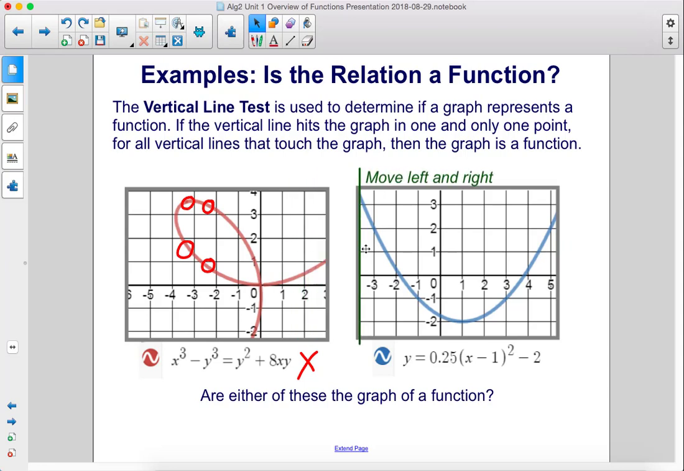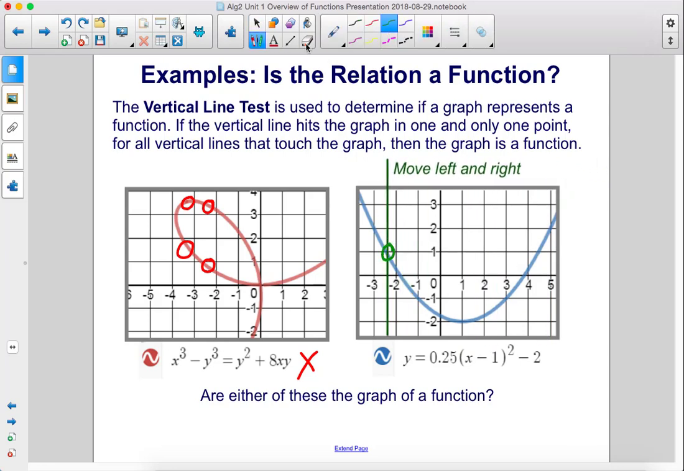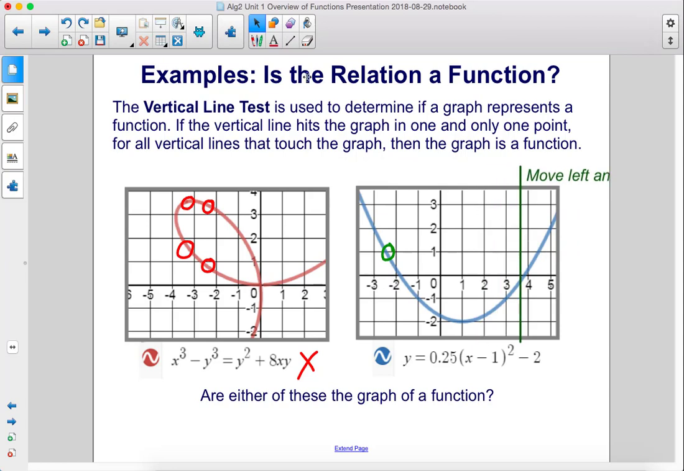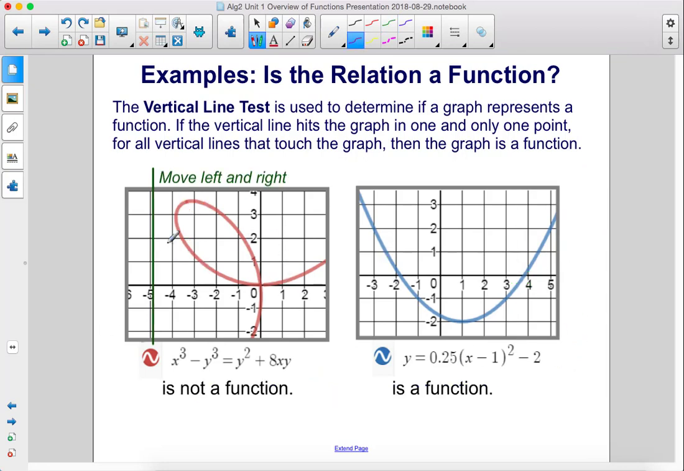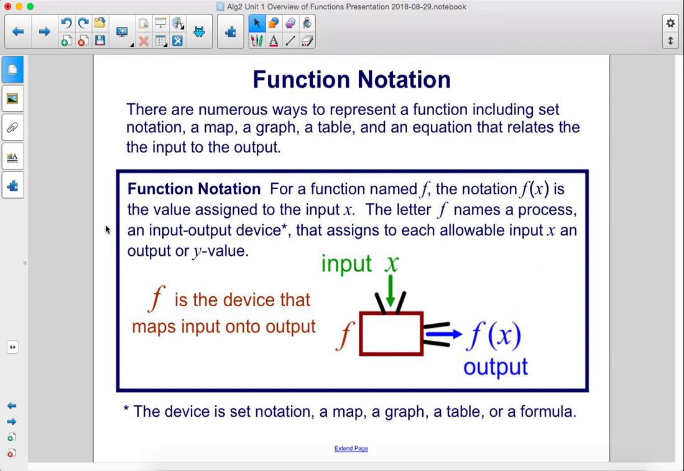Over here, we see that it passes the test at every single point shown. So we can see right there, it only intersects once. As we move the vertical line over, everywhere we put it, it'll still only intersect once, so that is a graph of a function. As we saw on the previous slide, this is not a function, while this one is. There are numerous ways to represent a function, including set notation, a map, a graph, a table, and an equation that relates the input to the output.